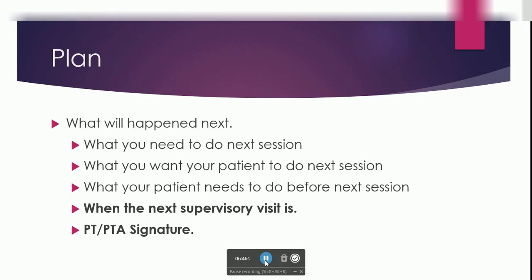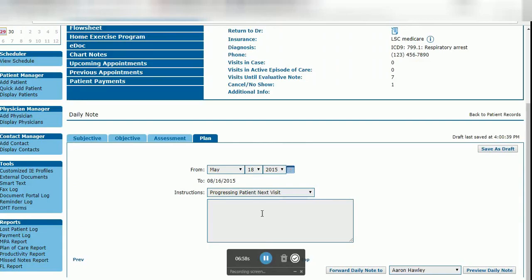This is also where you want to make sure to sign off on your daily notes. So you'll want to put your signature, so you just type out your name and also write if you're an SPT or an SPTA. So once again, all that information will just go into this little box right here. Once you're done with that, you have now completed your daily note.